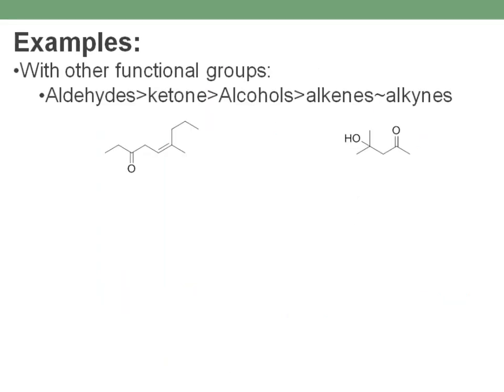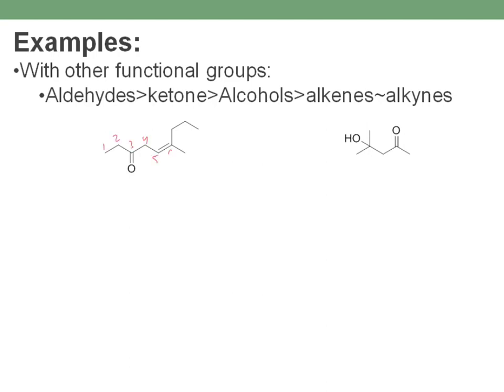Lastly, let's take a look at a couple more complicated examples. So aldehydes and ketones have higher priority groups than alcohols or alkenes or alkynes. So if you have two of those functional groups in the same thing, you're going to go with the carbonyl. You're going to go with the ketone. So that means even though I have an alkene in this one, I'm just going to ignore it as far as numbering goes and make sure that my ketone has the lowest numbering possible.